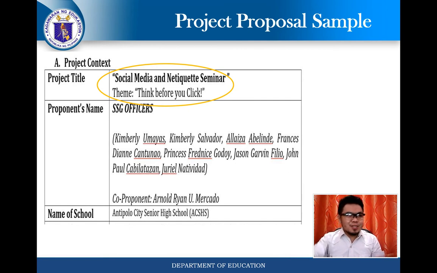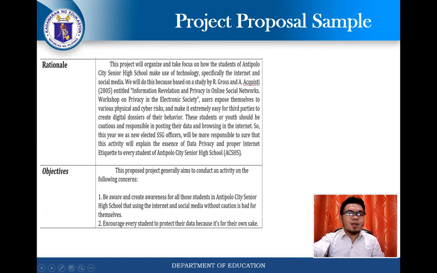Then also, sa third part is, sa letter A, sa project context, don't forget to include the name of our school. Ayan. Sample lamang po ito, the Antipolo City Senior High School. And also, yung part ng rationale, na kung saan we're seeking some important legal basis para dito sa ating proyekto or some related studies na pwede nating pagbatayan kung bakit ba natin ito ini-implement.